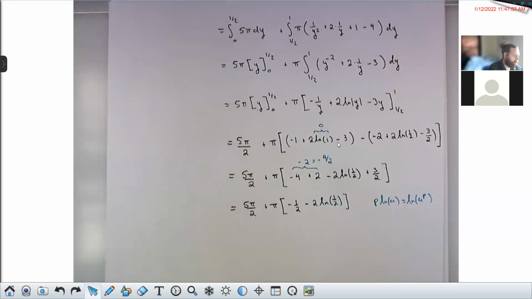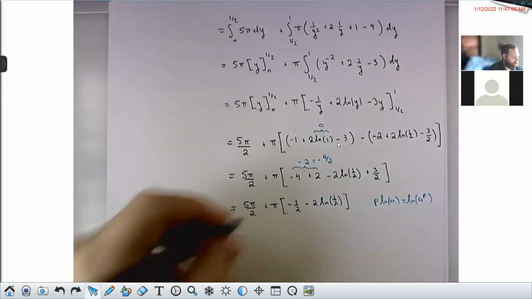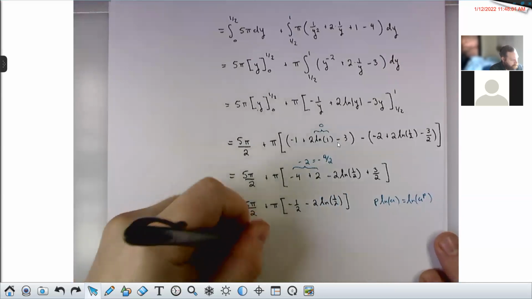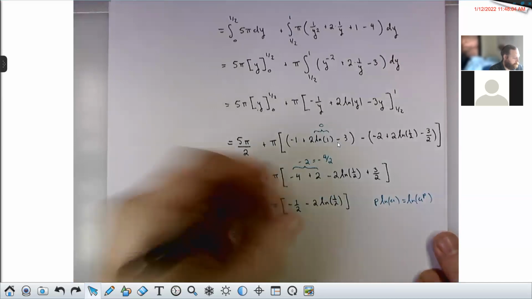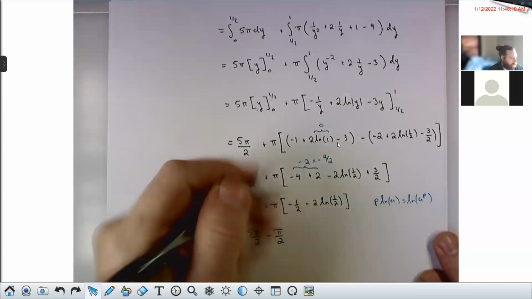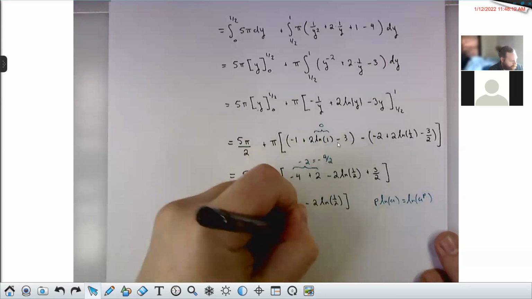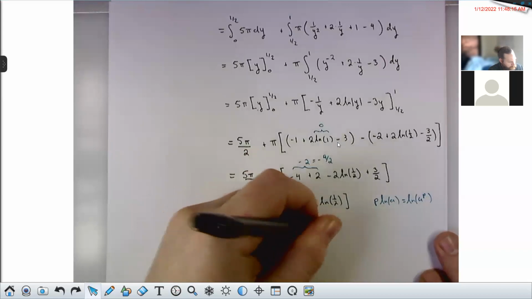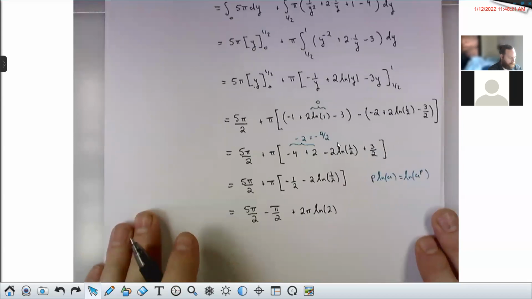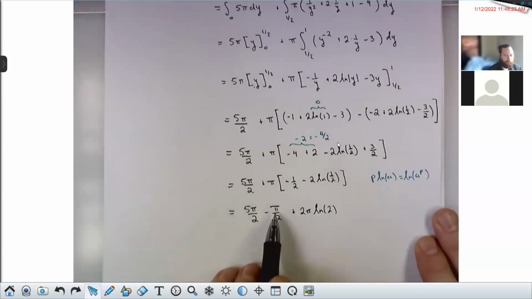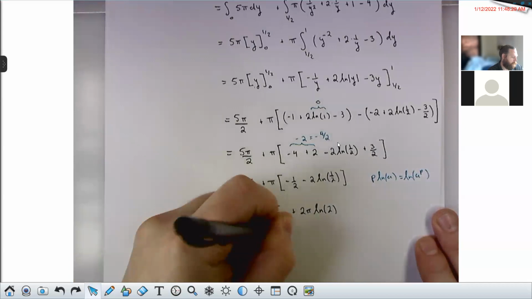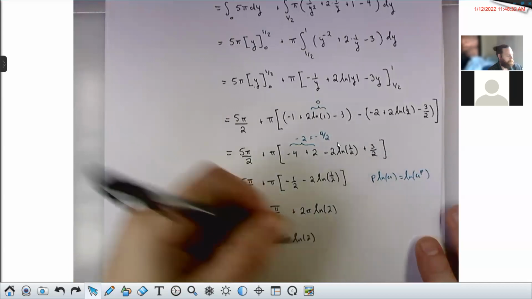So let me pull this negative inside the natural log using this rule and distribute the pi. I get 5 pi over 2. Distributing the pi here, this becomes minus pi over 2. Distributing the pi here and bringing the negative inside, I get plus 2 pi times the natural log of 1/2 to the -1 is 2. And then 5 pi over 2 minus 1 pi over 2 is 4 pi over 2. That's 2 pi. So this is 2 pi plus 2 pi times the natural log of 2.